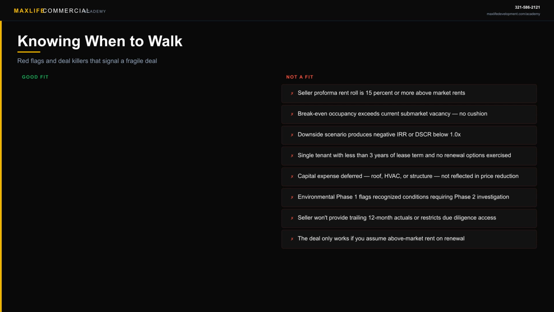Second, if your break-even occupancy analysis shows no cushion against the current submarket vacancy rate, a single tenant loss breaks the deal. You're buying a property with no room for error. Third, and this is the most important test, if your downside scenario produces a negative IRR or drops your DSCR below 1.0, stop. That means a realistic bad year wipes out equity or puts you in default. A deal that can't survive its downside scenario isn't an investment, it's a bet.